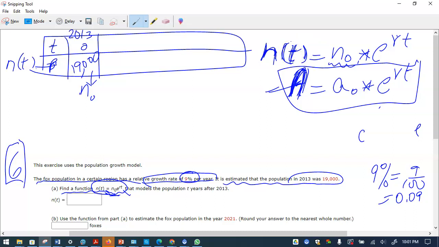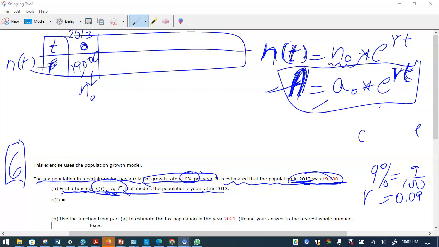Now the question asked, in the year 2013 it was 19,000. So find the function that models the population t years since 2013. We can use the information with the r, because in the formula you need to know what is r, which we already found. This is the r, which is the relative growth rate. And also they give us the number of years, t is given.